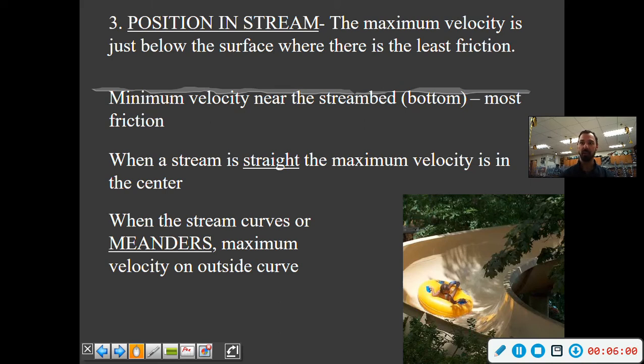A meander, on the other hand, or stream curve, the maximum velocity is on the outside of the curve. If we use this water slide as the analogy, if you're on the water slide, you end up going up on the side walls on the outside of the turn. So it's the opposite way you're turning. If you're turning to the left, you're going to be on the right side. If you're turning to the right, you're going to be on the left side of the slide. Well, the river does the same thing. So the maximum velocity will always be on the outside of the curve, opposite the way you're turning.